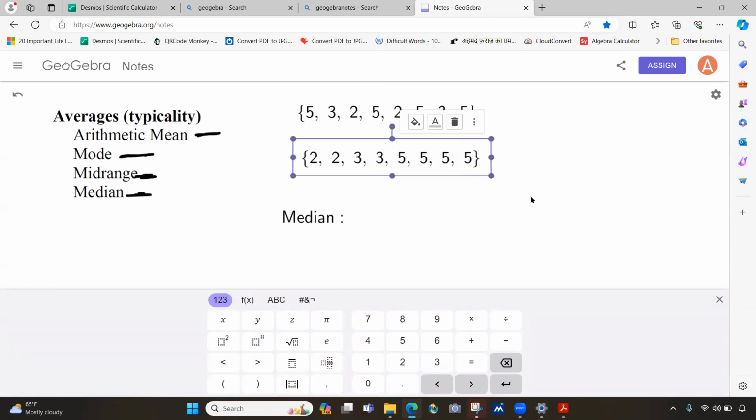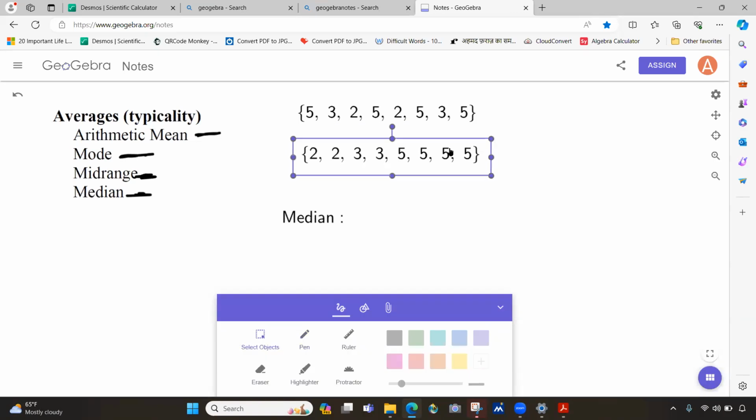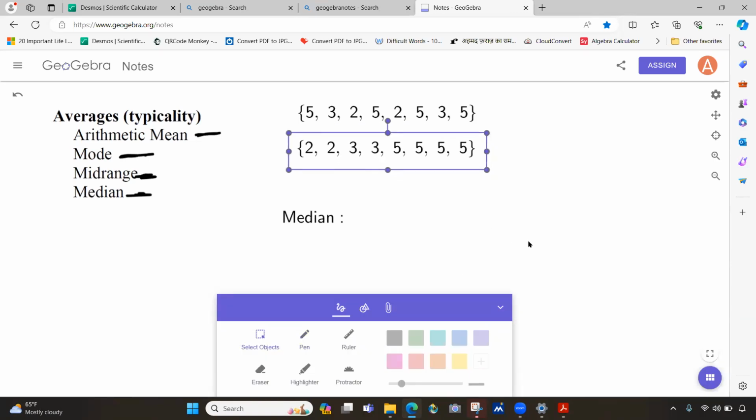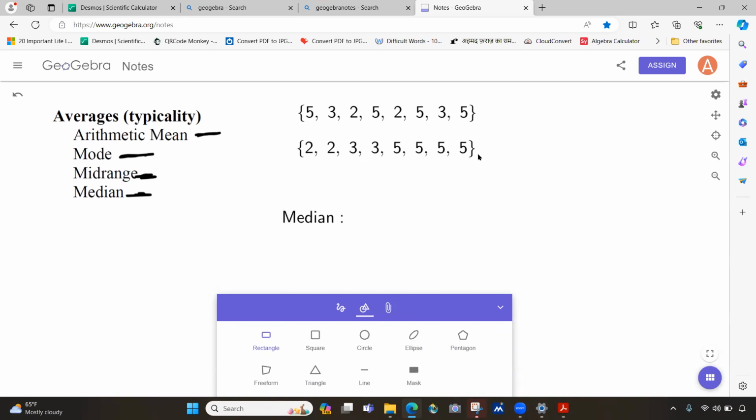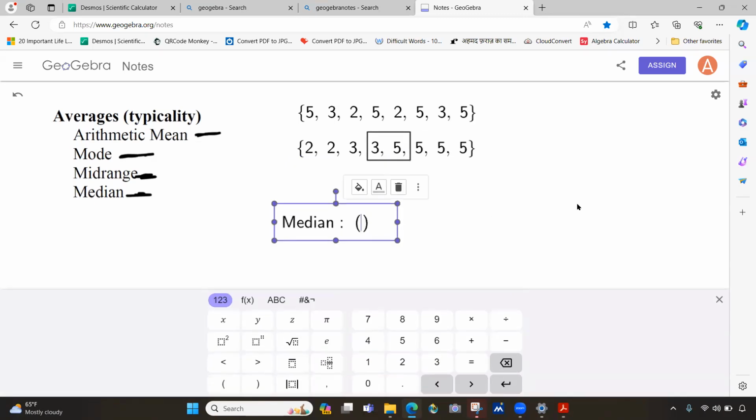4 fives, sorry. Now, I have a data set that has 8 data points. Since this is not odd, I'm going to look at the two middle numbers, add them up and divide by 2 to find the median. So I'll give you a little summary.